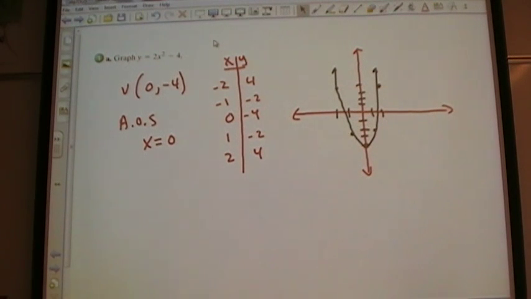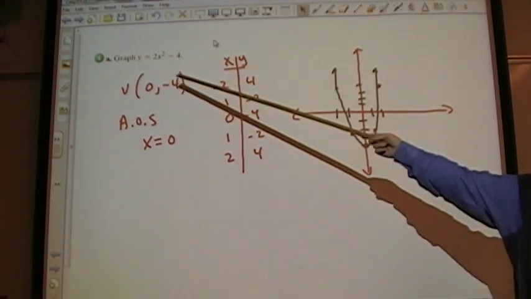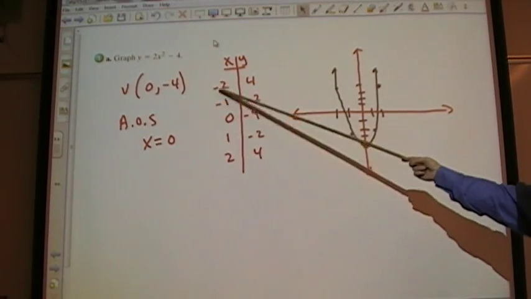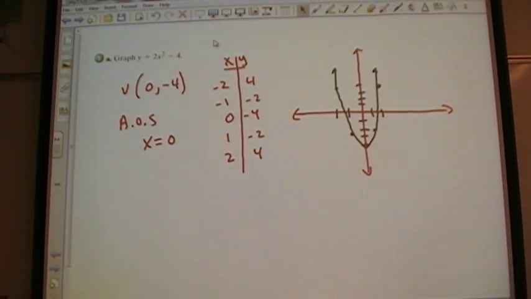Is it flipped because it's negative? The last one, the one we did before, opened down because the A value was negative. If A is negative, it opens down. But again, you don't even really have to worry about that. In this case, A is positive, so it has to open up. Once you do your table of values, it'll open in the correct direction.